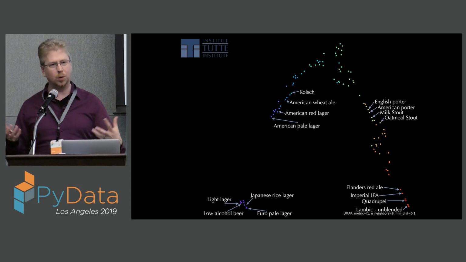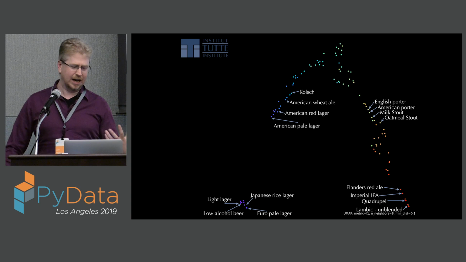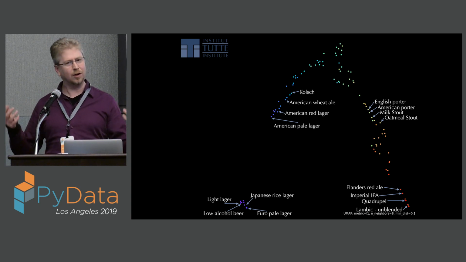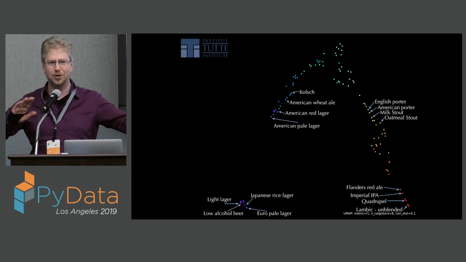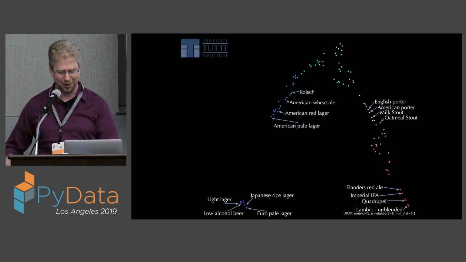These are big, bold, very flavorful beers, which all have a high alcohol by volume ratio, but I'm sure that has nothing to do with anything. It's all about the flavor.